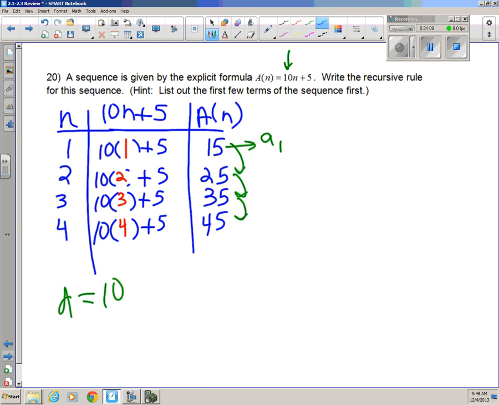So now you should be able to write your explicit formula and you should be able to say, okay, well for any term that I want to get, all I need to be able to do is know that, was it just recursive or explicit? Recursive, sorry. All I need to know is the number before it and my common difference, which in this case is just 10, knowing that my first term is in fact 15. Okay?